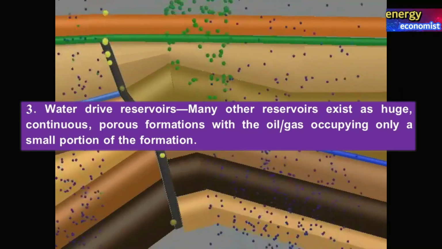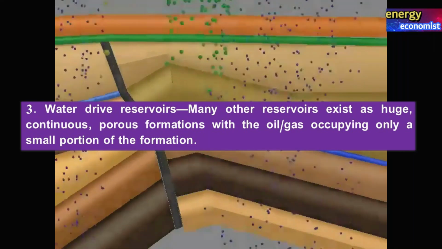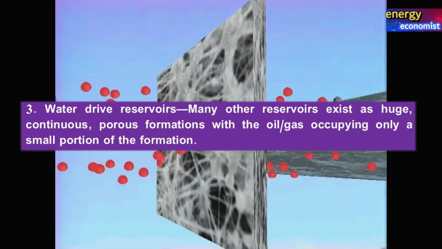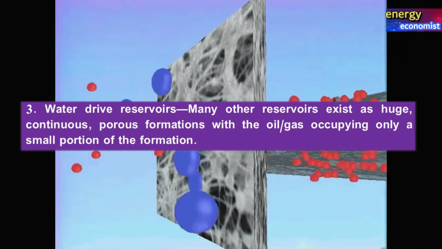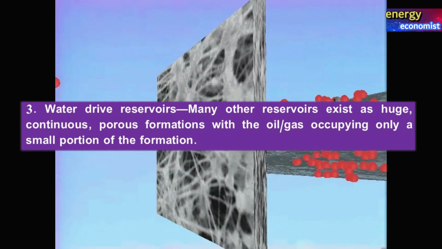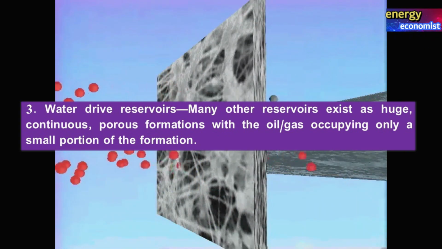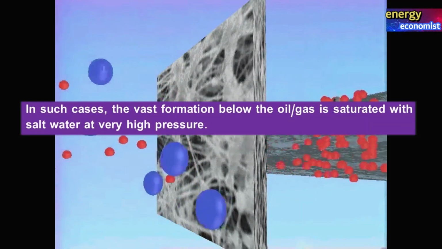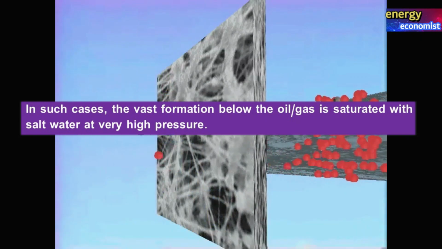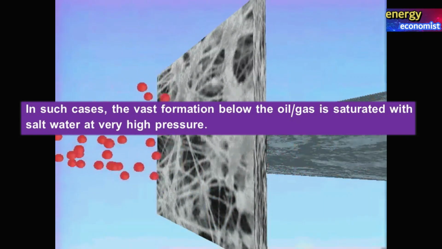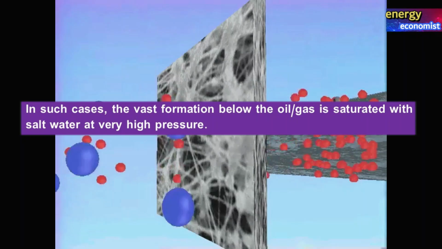3. Water drive reservoirs. Many other reservoirs exist as huge, continuous porous formations with the oil and gas occupying only a small portion of the formation. In such cases, the vast formation below the oil and gas is saturated with salt water at very high pressure.